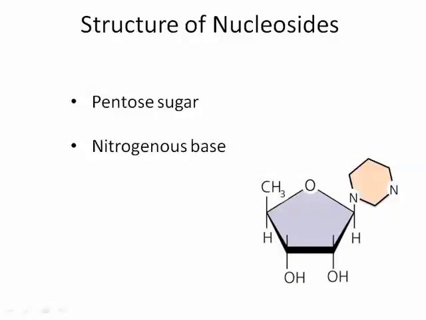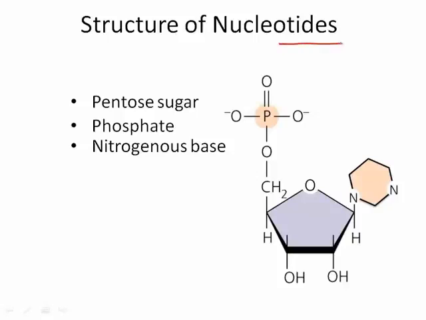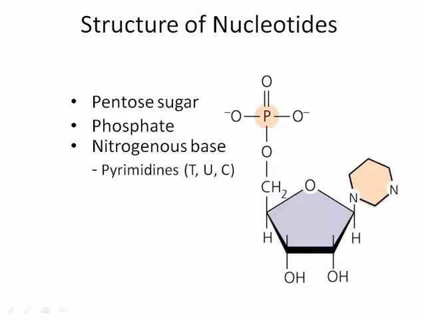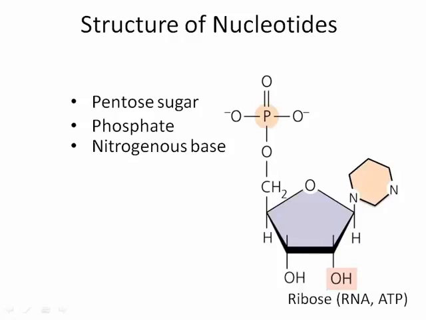In summary, nucleosides have a sugar and a base, while nucleotides have sugar, phosphate, and a base. The bases are either the purines, adenine and guanine, used in DNA, RNA, and ATP, or the pyrimidines, which are thymine used in DNA, uracil used in RNA, and cytosine used in both DNA and RNA. The sugars are ribose used in RNA and ATP, and deoxyribose used in DNA.